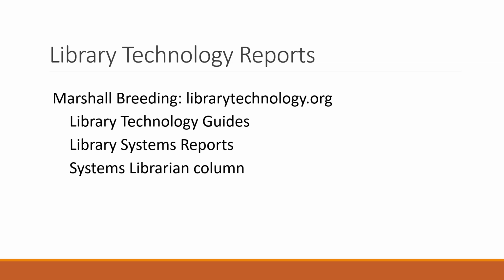The library systems reports are published annually by American Libraries Magazine. So it's an annual report that covers new developments and new trends in those various library systems. And then the Systems Librarian is a column in Computers and Libraries Magazine, and Marshall Breeding is allowed by contract to make those freely available 90 days after they appear in the print copy of Computers and Libraries Magazine. So then they appear at librarytechnology.org. And again, they just have lots of updates and news in the field of library technology systems.